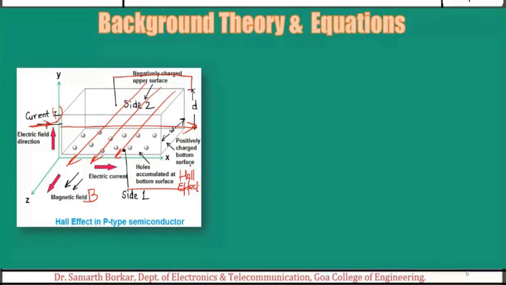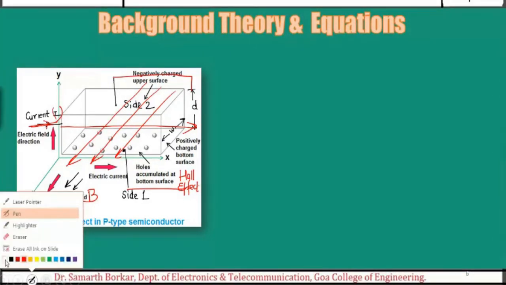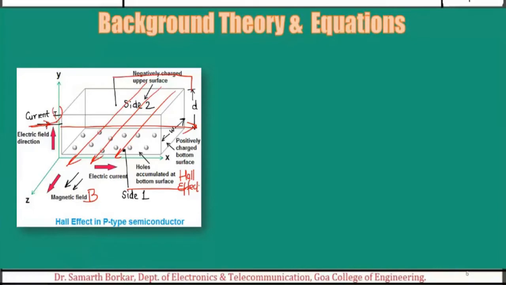Now let us take a first case. For example, let us say a case wherein this bar, this box, is of p type. We are considering it to be of p type. Fine.